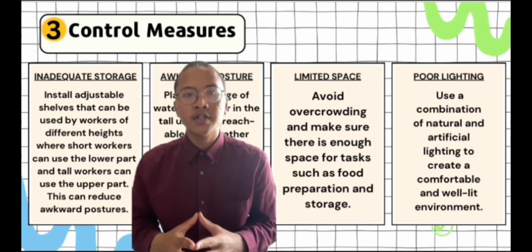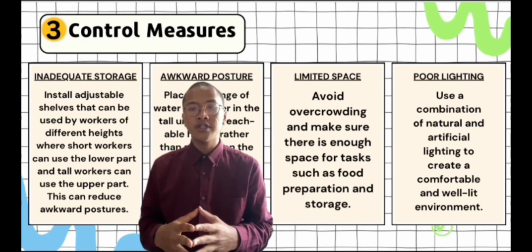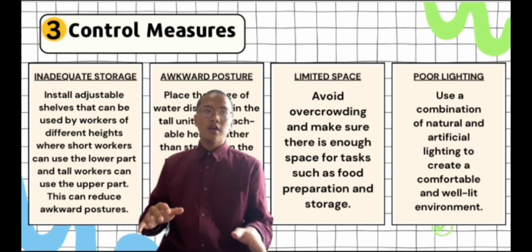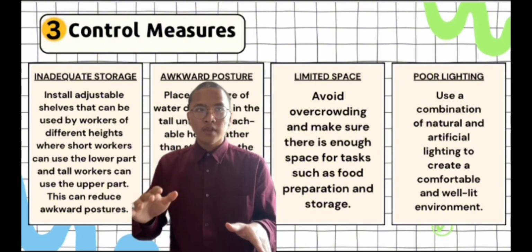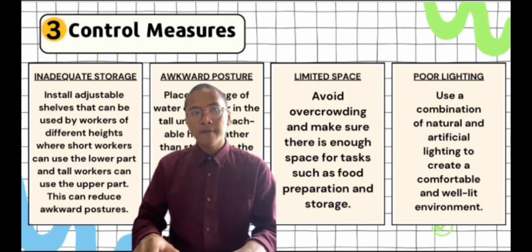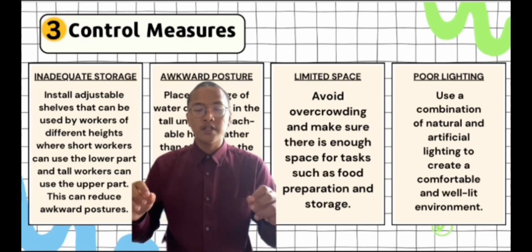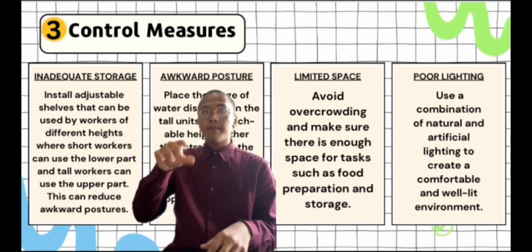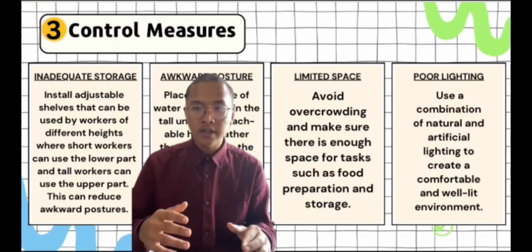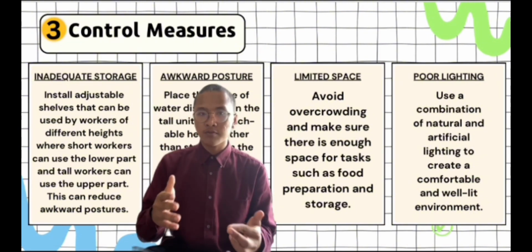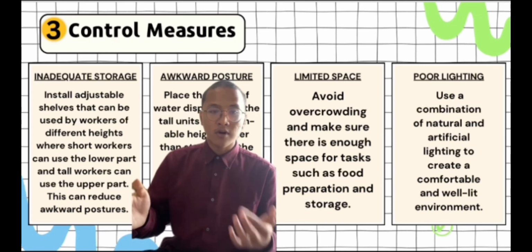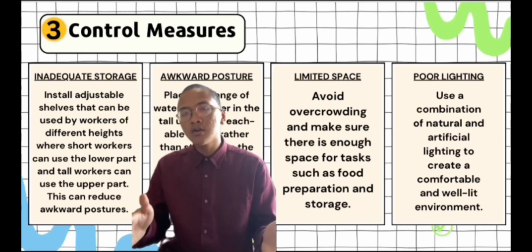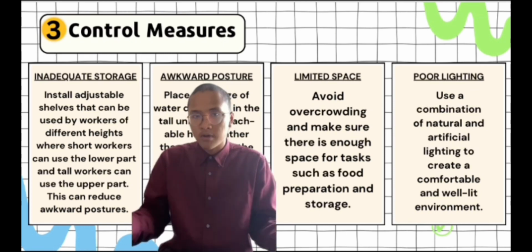The first control measure for our first hazard, inadequate storage, is to install adjustable shelves that can be used by workers of different heights, meaning that short workers can use the lower part and taller workers can use the upper part, or can actually raise the shelf to grab things they need. This way they can reduce awkward postures. As we can see on our slides, the shelf is pretty low down, so taller workers might need to bend down, and of course, that's an awkward posture.